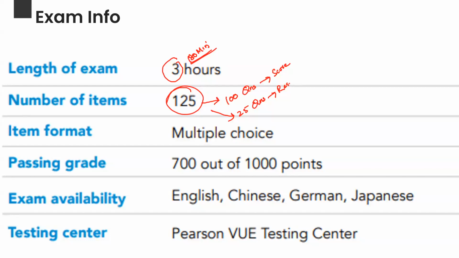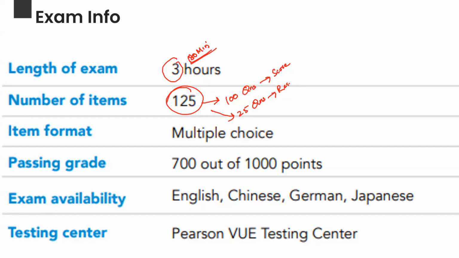This is not similar to CISSP, where you have a CAT based format. Here you have to answer all the 125 questions. Most important, you have to finish all the questions, then click on submit. That's a very important thing.